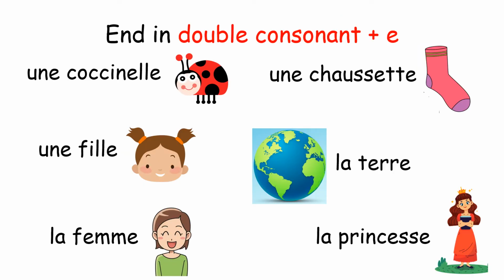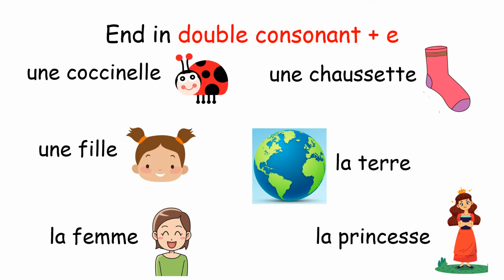Another good indication of a feminine noun is if it ends in a double consonant and an E. So, par exemple, une coccinelle. So we've got that L ending, and the L ending is the same word for she in French. So that's a very good indicator. Coccinelle. Une coccinelle, a ladybird.